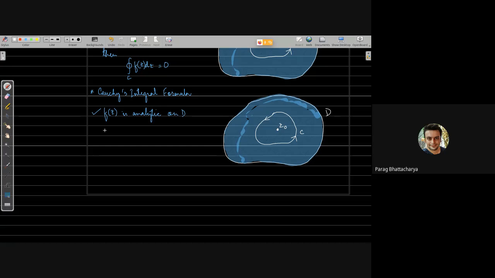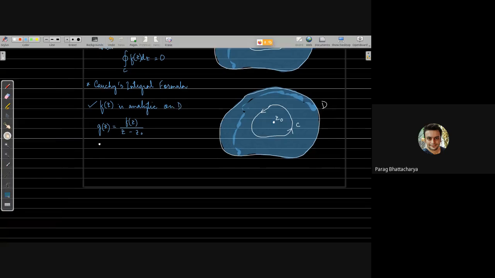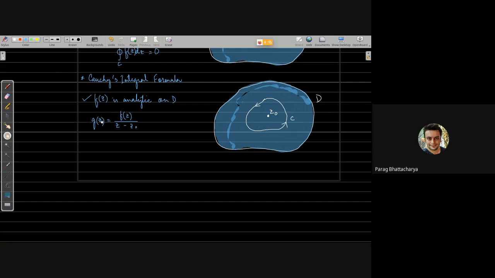Then let me write down another function. I'll call it g of z. How do I define this function? I'll take the original function, that is f of z, and divide it by z minus z naught. Now you tell me, is this g of z?